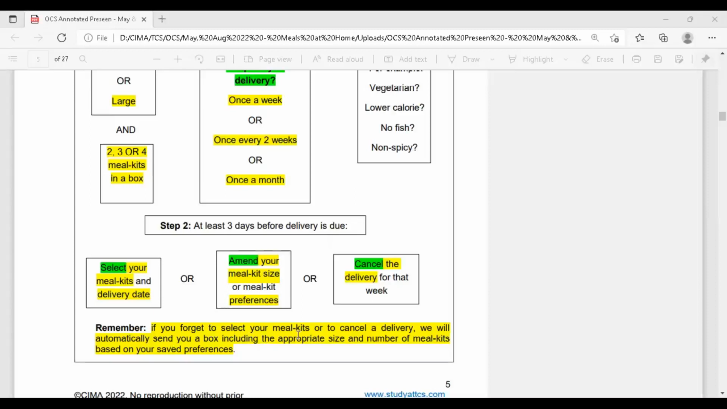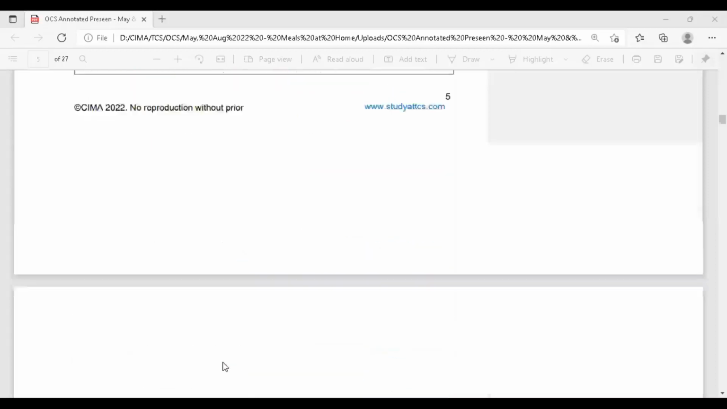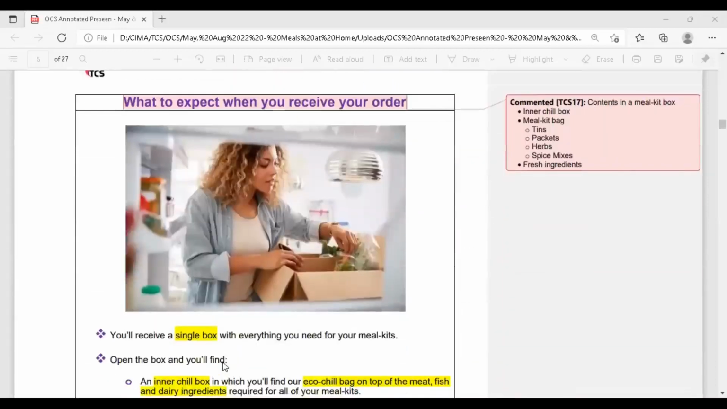If you forget to select your meal kits or to cancel a delivery, so as a customer, if you forget to select your meal kit or cancel a delivery, we will automatically send you a box including the appropriate size and number of meal kits based on your saved preferences. So if you want to stop using these services, then you need to notify the company, or you can just get rid of all these preferences from the app, or else the company will keep on supplying you. So that's how the ordering process works and what to expect when you receive the order.